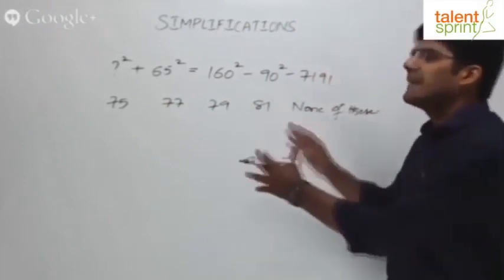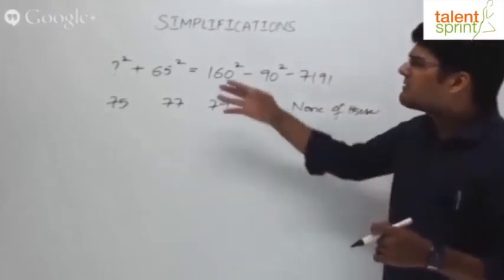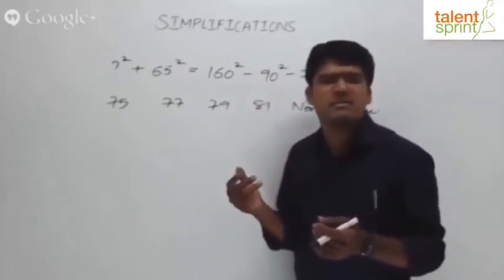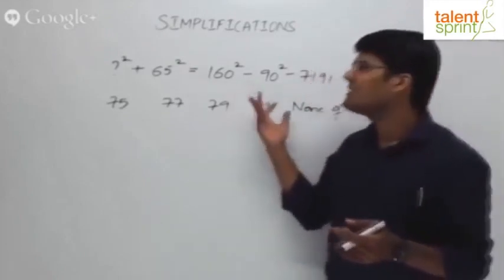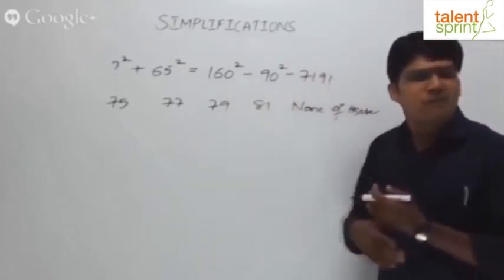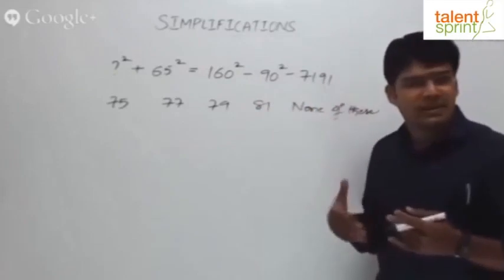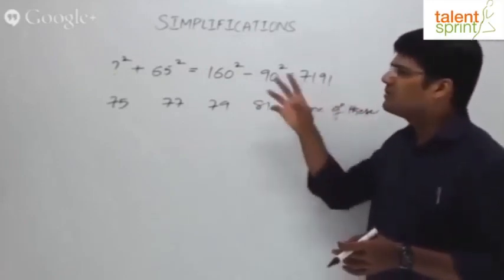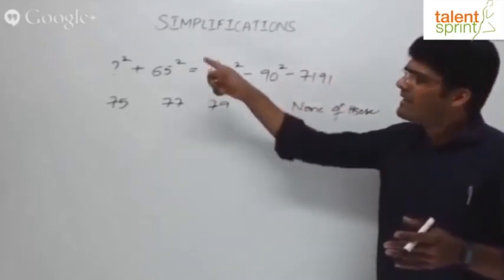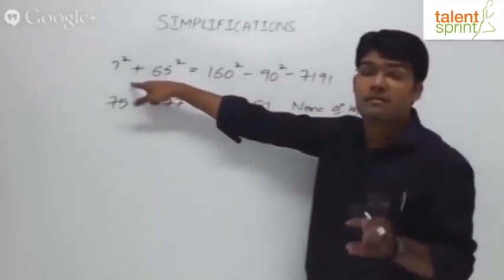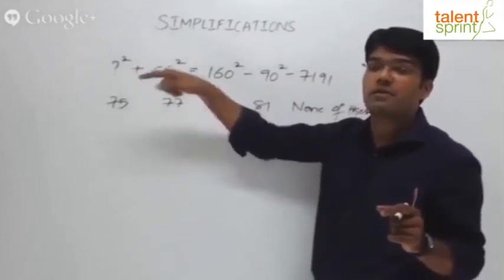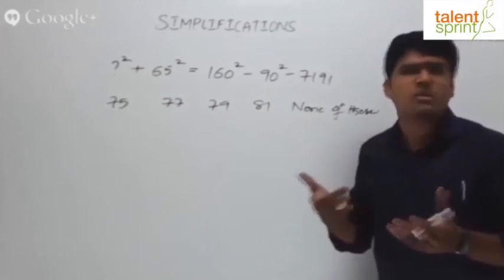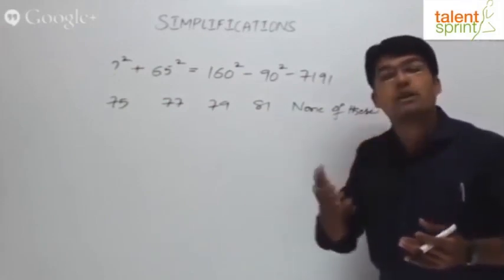How much time will it take? Ideally, if you want to do the complete solution, 65 square, 160 square, though easy, would take some time. How much is 65 square? 4225. 160 square will be 25,600, right? Then 90 square. How much will 90 square be? 8,100. Then 7191. So you can do that simplification and then take the square root, because this is question mark square. Remember, I told you, you have to be careful about these kinds of questions, and you will be able to get the answer. So it would take about 45 seconds, not more than that, right? Even if you do the complete solution, it would not take more than that.